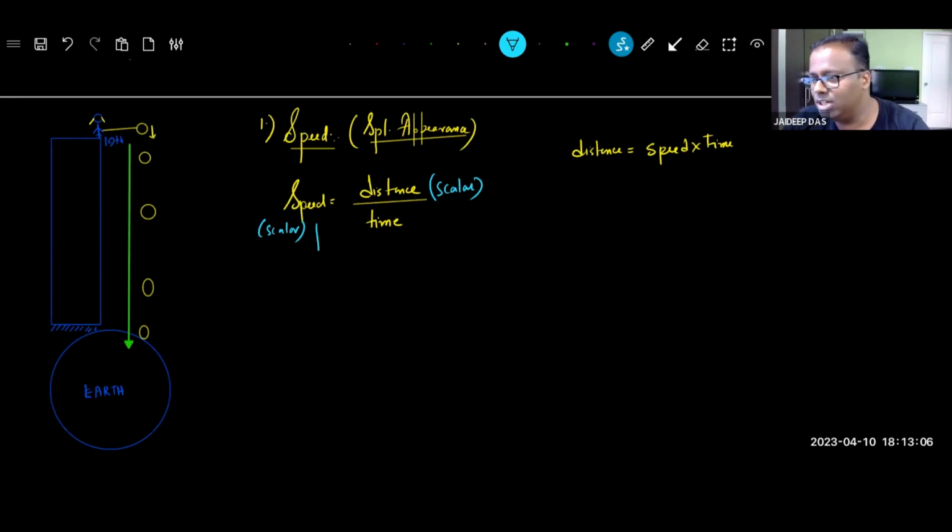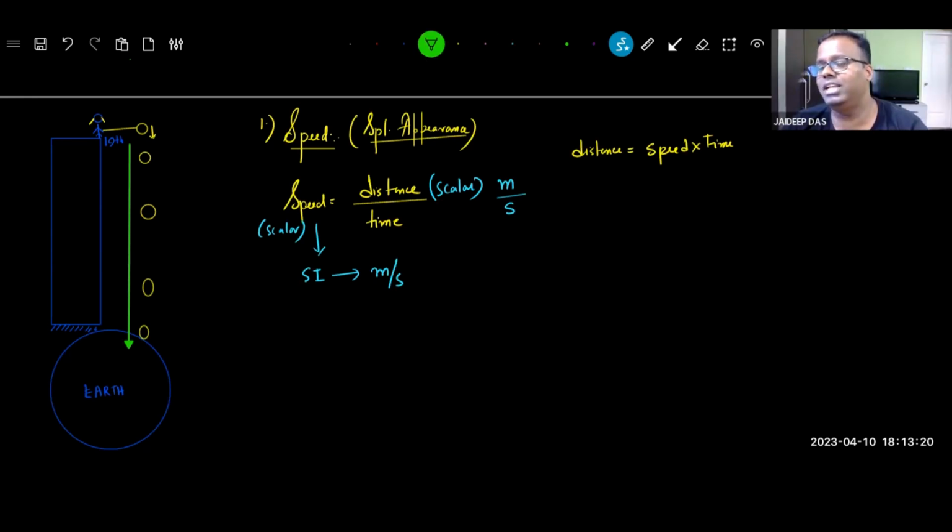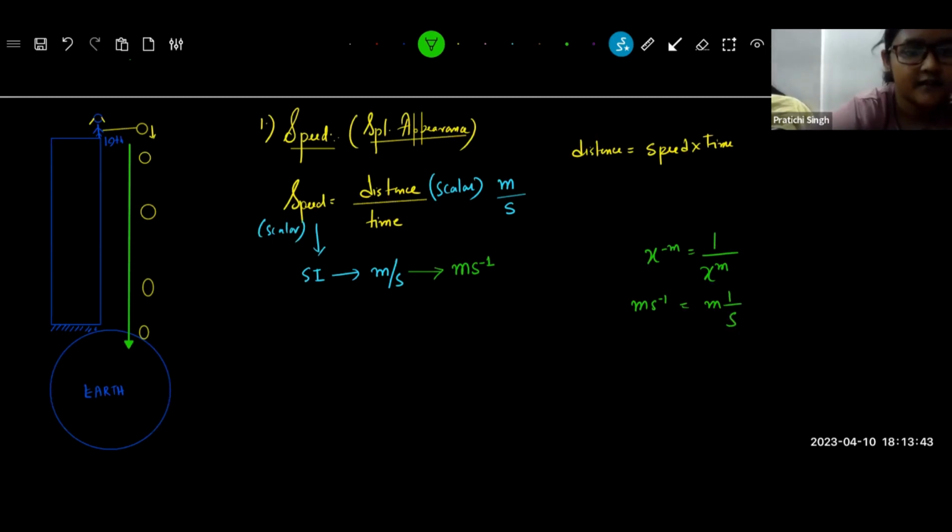What is the SI unit of speed? Distance is measured in meter and time is measured in second, so the SI unit of speed is meters per second. However, since you will all go to higher classes, start writing it in this format. This is the internationally accepted format, m s^-1. Why is it minus 1? x to the power minus m is equal to 1 by x to the power m. Meter second to the power minus 1 is meter times 1 by second to the power 1, which is equal to meter by second.